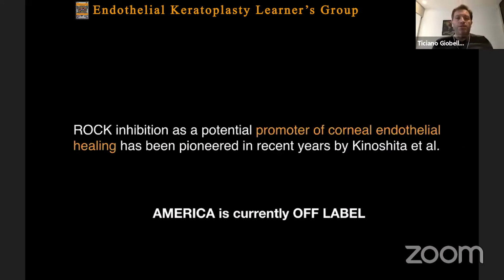The ROCK inhibition as a potential promoter of cornea endothelium healing has been promoted and pioneered in recent years by Professor Kinoshita. Here in South America, it is currently off-label. We cannot use these kinds of drugs.